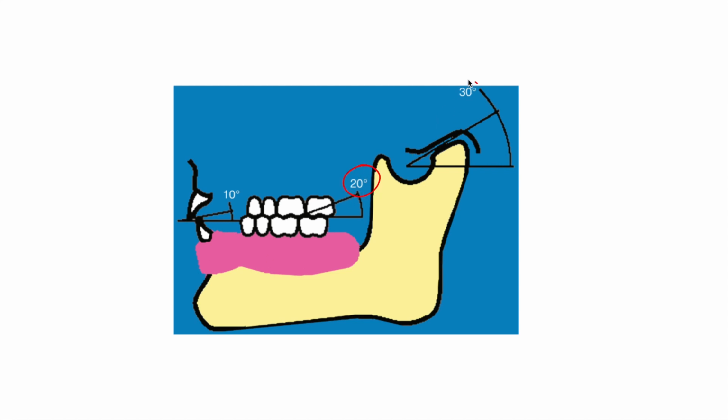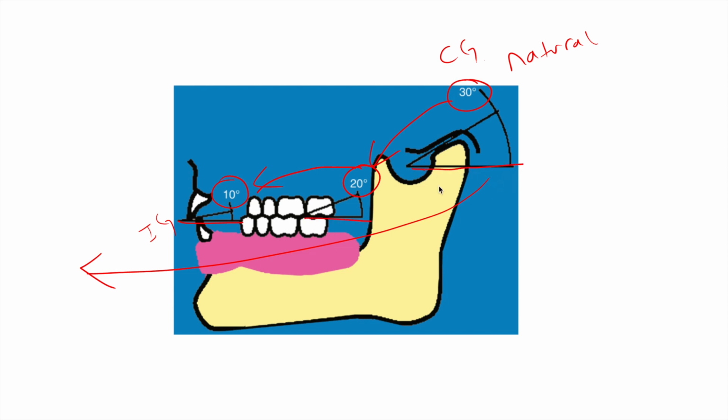20 degrees, 30 degrees, 10 degrees. Remember, incisal guidance should be less than condylar guidance. This is natural. We cannot change this factor, but in order to have the mandible move smoothly like this, we should have a shallower cuspal angle and a shallower incisal guidance. All of them have to do with the horizontal plane. Perfect? Awesome.